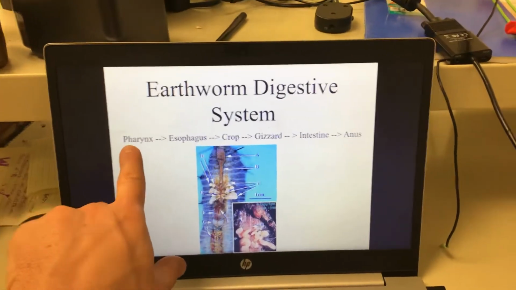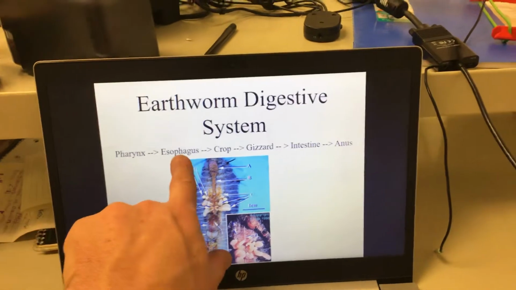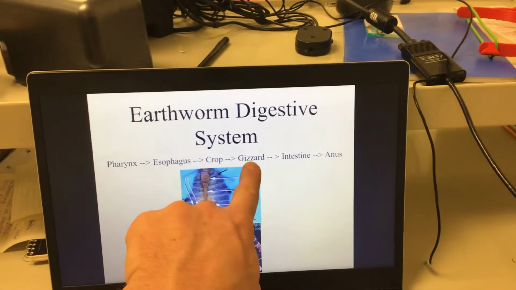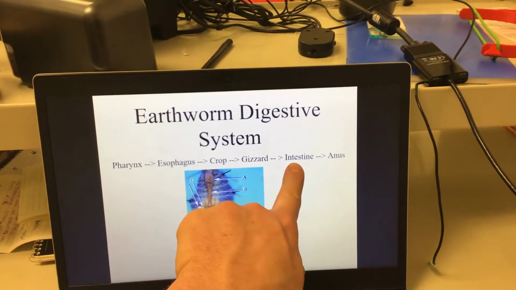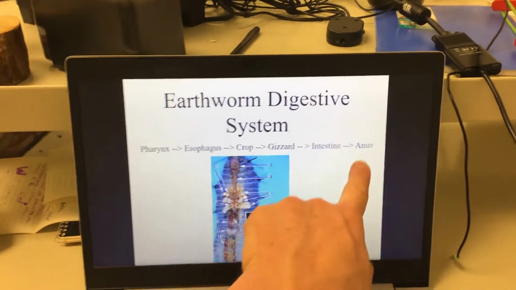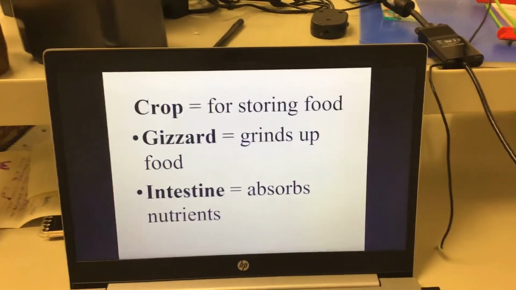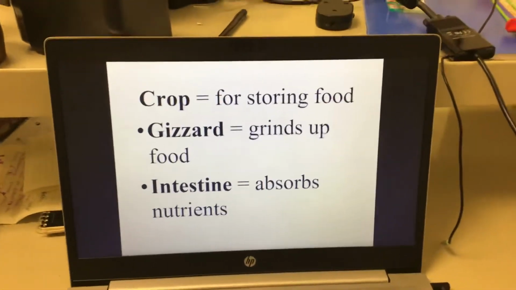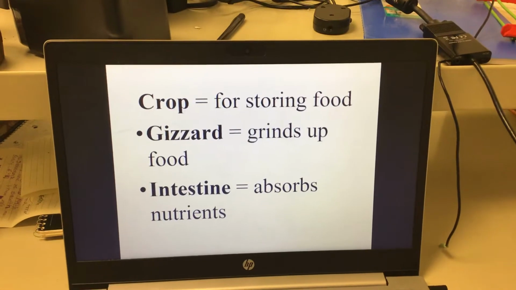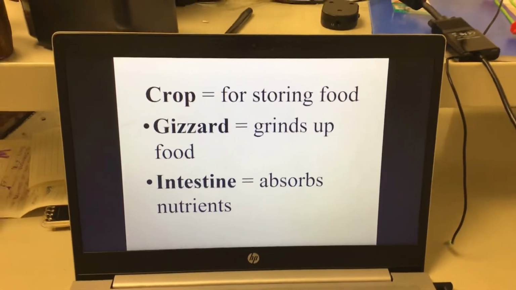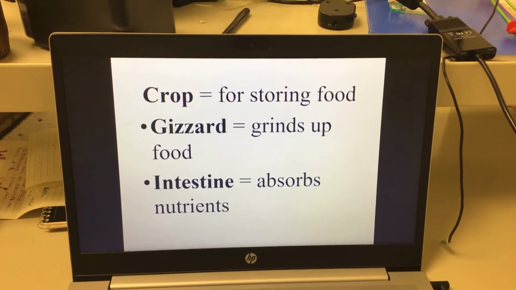So you don't need to write this. Going to go from the pharynx. The esophagus would be the throat. The crop, which is storage, gizzard grinds, intestine absorbs the nutrients, and then the anus is for the waste. I'd probably write these down. The crop stores food, gizzard grinds up the food, and the intestine absorbs the nutrients. Probably old news here, but it probably wouldn't hurt to write it down.